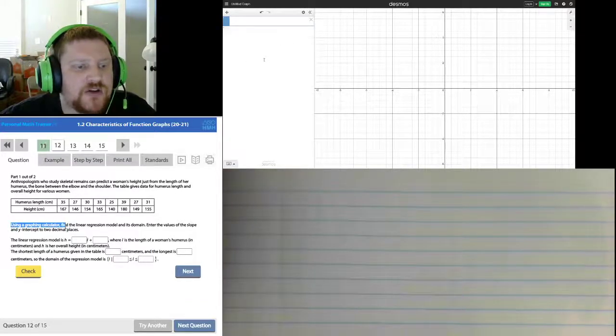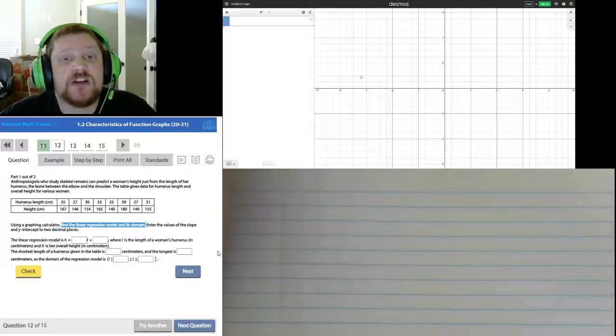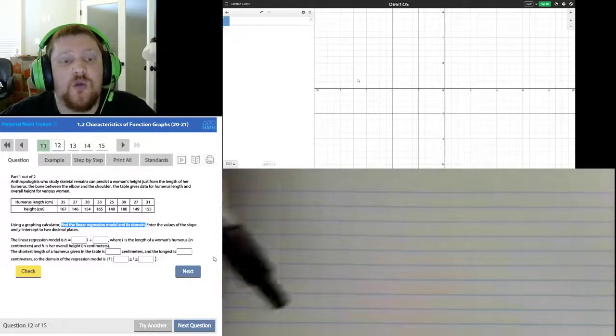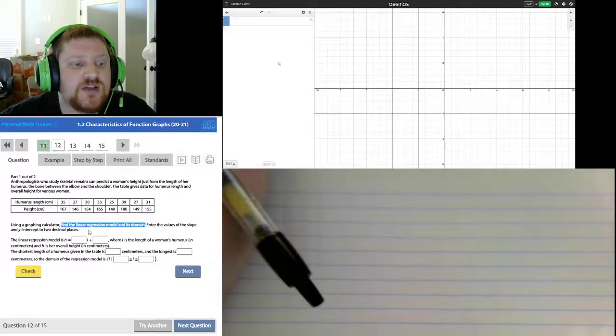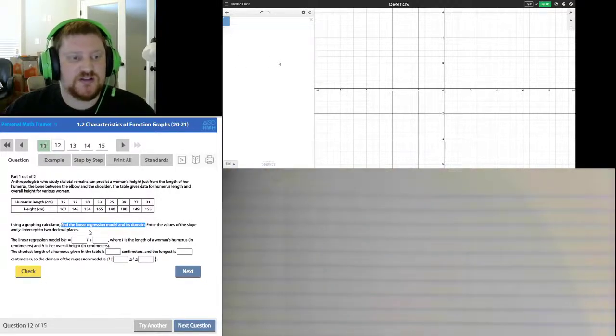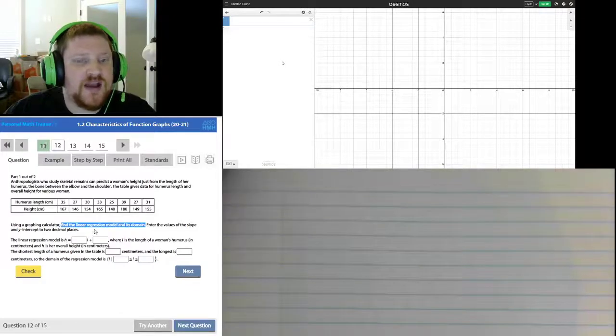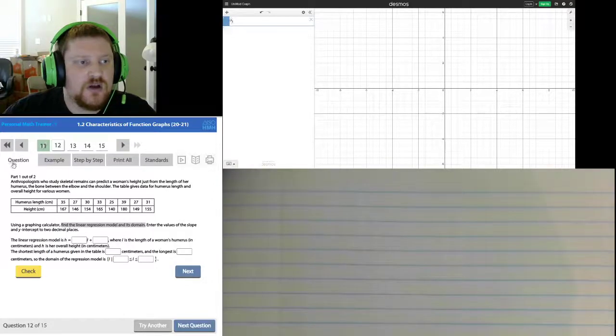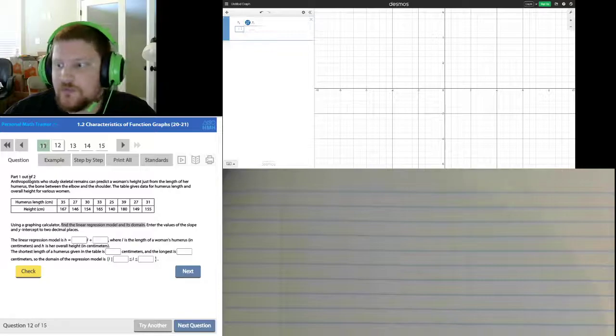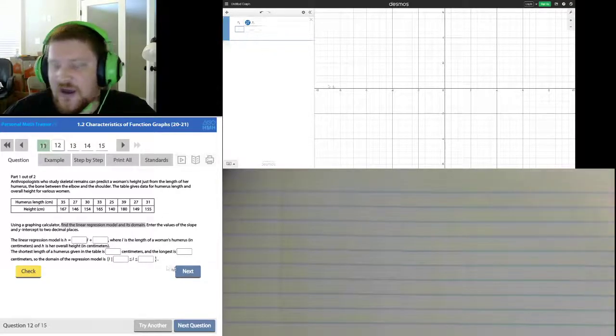Using a graphing calculator, I'm going to use Desmos, find the linear regression model and its domain. That's something we've not taught you how to do yet, so you're definitely going to want to follow along. Enter the values of the slope and y-intercept to 2 decimal places. So we're going to have to take our Desmos, and the first thing we need to do is add a table. And we are going to have our x1 and our y1.